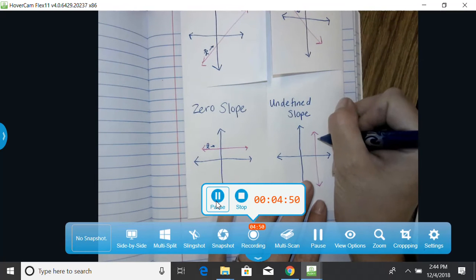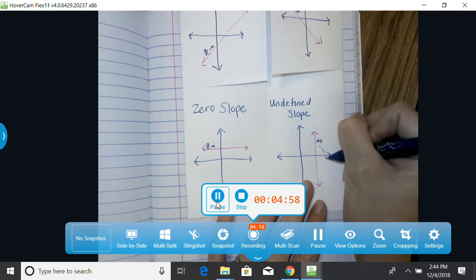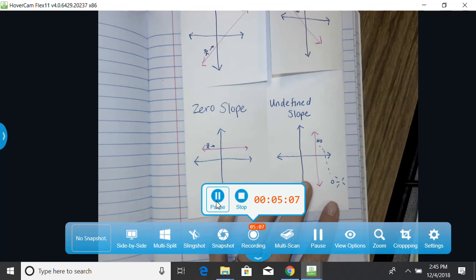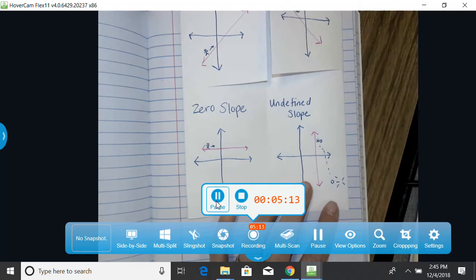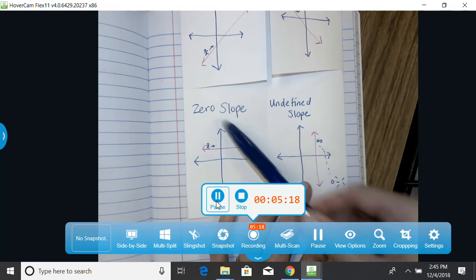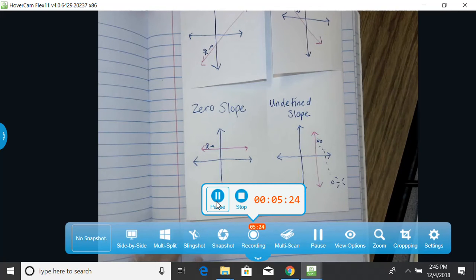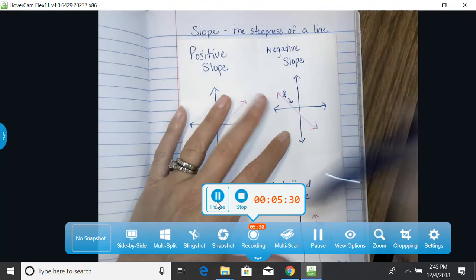And then there's this one. Poor Joe. When Joe tries to walk to the right on this one, there's nowhere for him to go, and he actually falls and he breaks into a million little pieces, so he is undefined. So up positive, down negative, no up or down, 0, and when he can't even walk on the line and he falls, undefined. I'm going to tape this into my notebook right here.